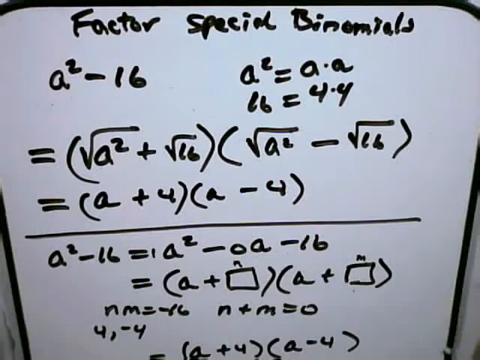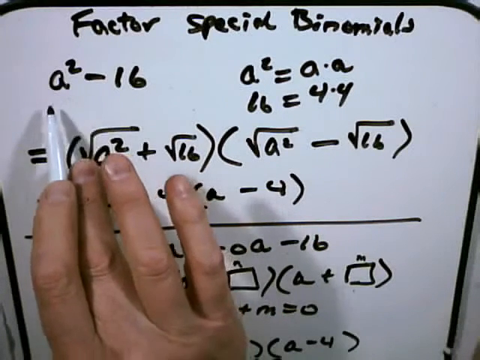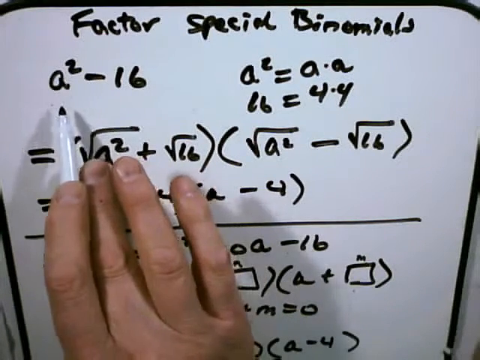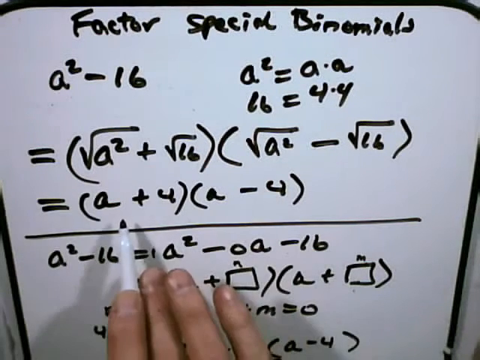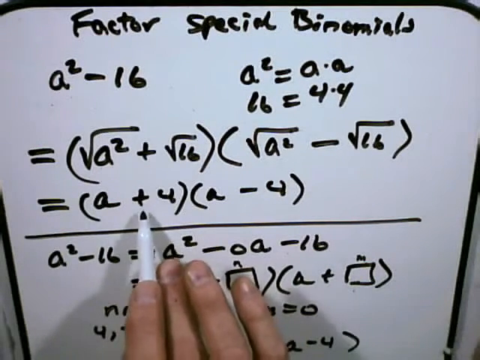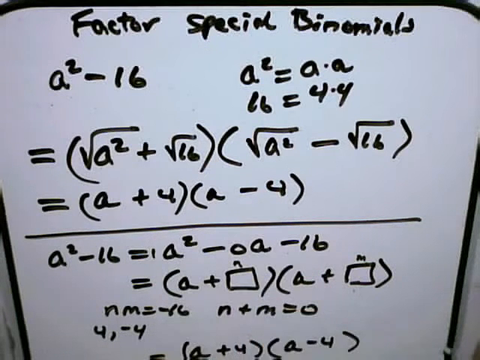So the idea, if you have a special binomial to factor, and this binomial is the difference of two squares, well, try to remember that it's plus and minus. But if you can't, you can always go back to the original version.